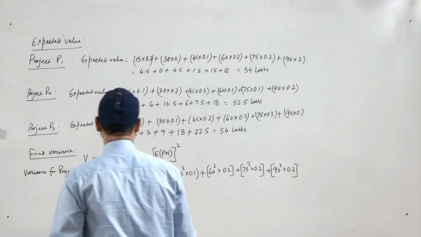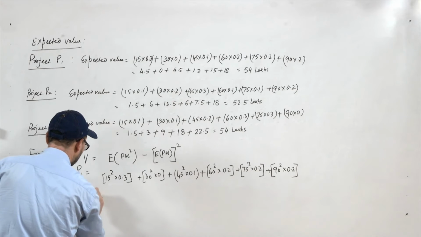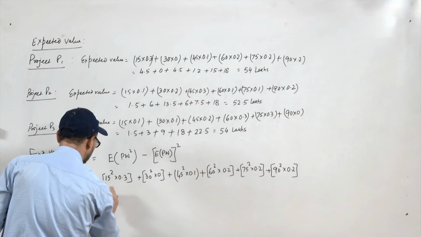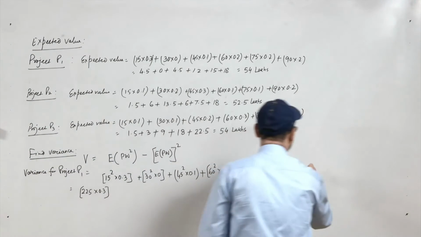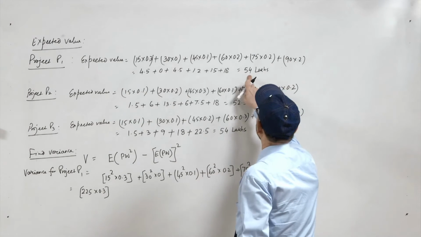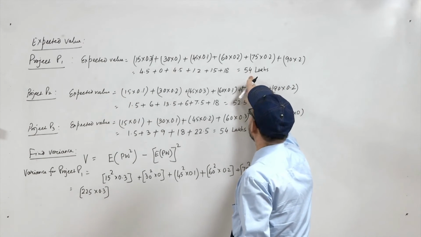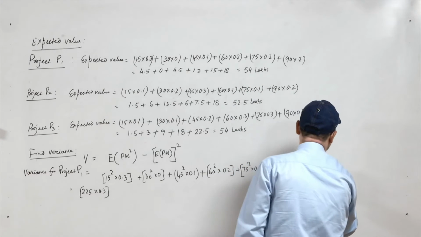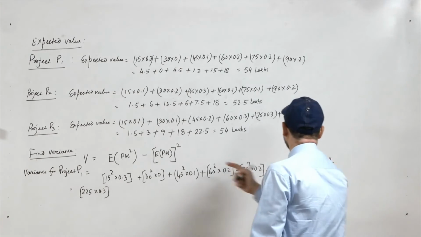So, we will have the values like this: 225 multiplied by 0.3, and this will be subtracted with the value of expected present worth, which is calculated as 54 lakhs. So, it will be subtracted from this amount.